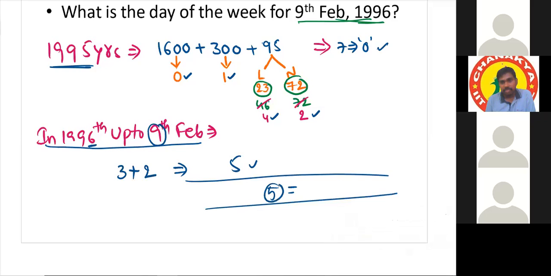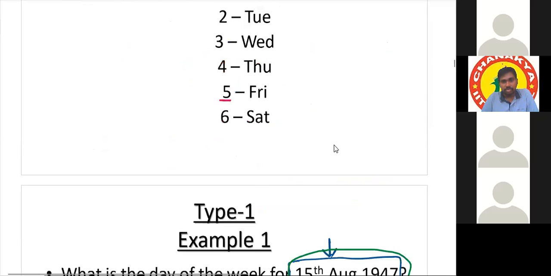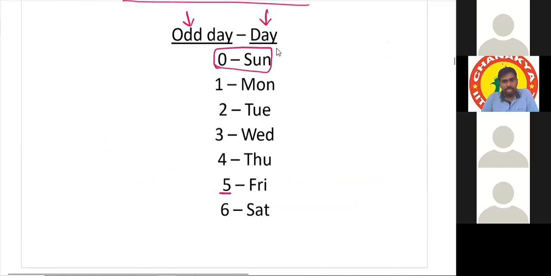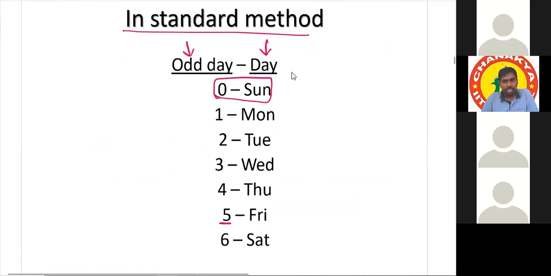5 odd days means it is Friday. You can check in your calendar. Sir, isn't it Thursday? No, it is Friday only. Like 1 Sunday, 2 Monday, 3 Tuesday. Sunday is 0. So based on this one only, based on odd days, we can find the day in the standard method.